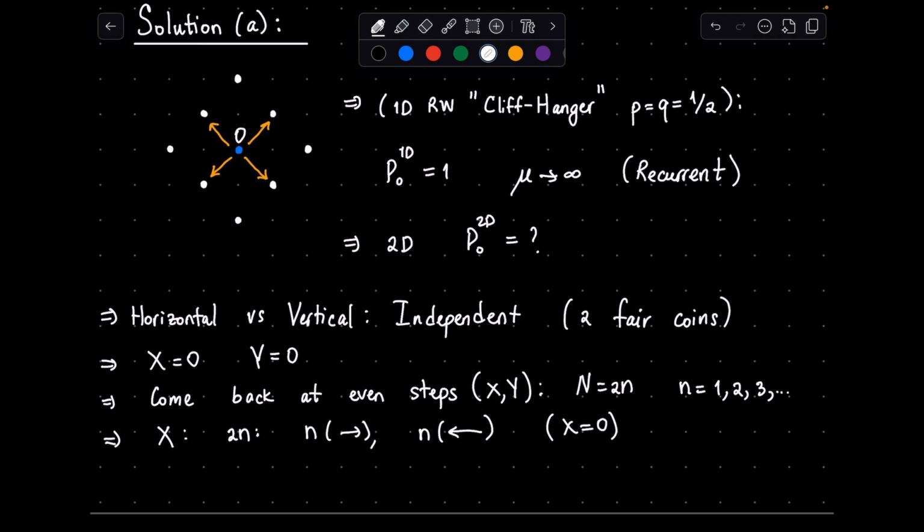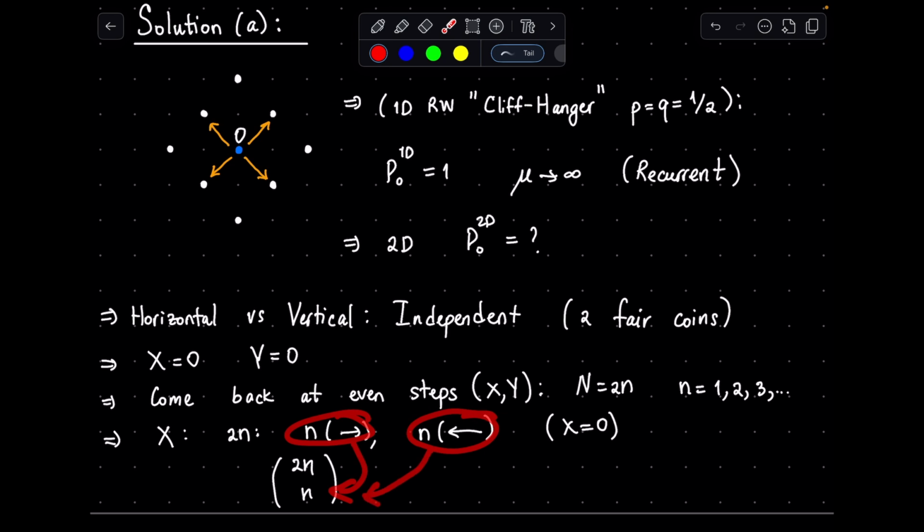Now, how many such paths are there? For example, one such path is the one where the random walk takes n consecutive steps to the right and then n consecutive steps to the left. But that's just one possible path. Overall, the degeneracy, or the number of total such paths, is going to be the combinatoric 2n choose n. Here we can choose either the right or the left steps.